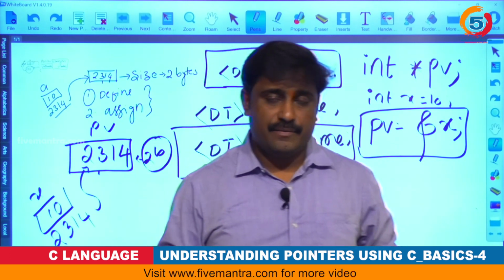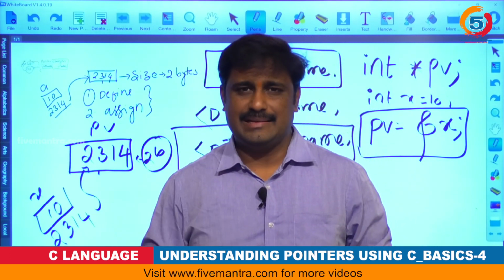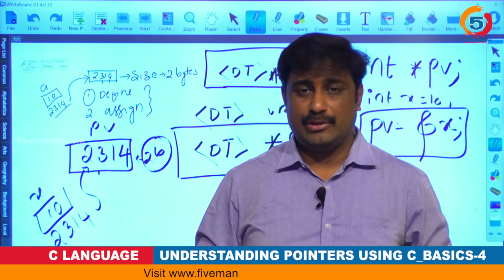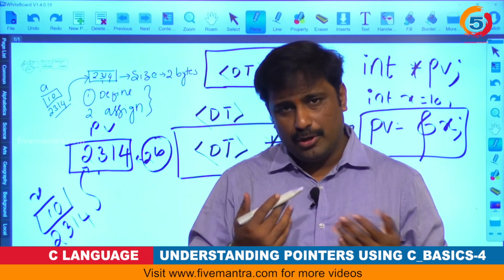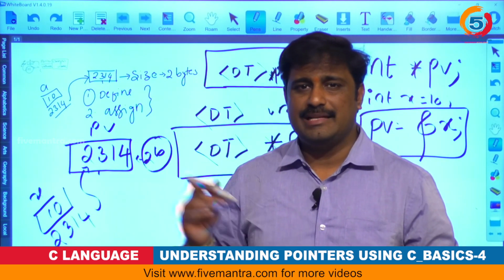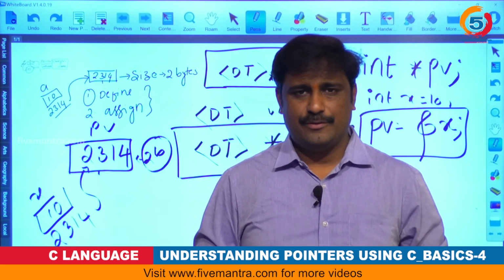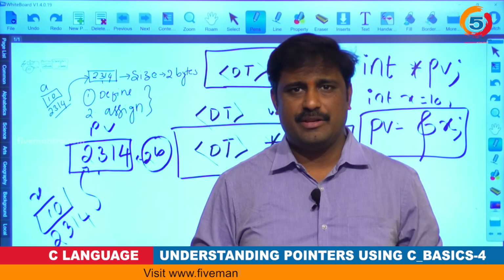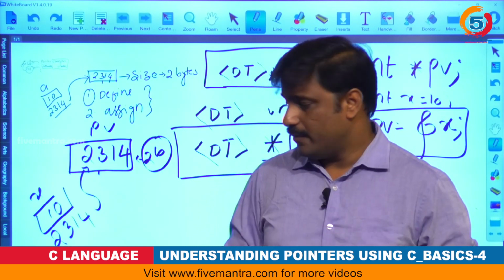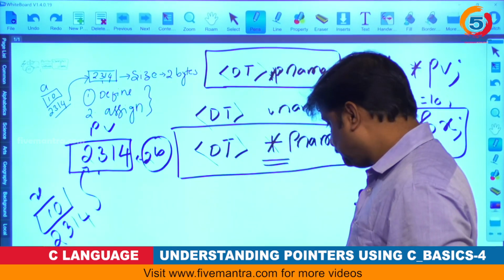This means indirectly, without using the variable, you can access the variable's data with the help of the pointer variable. What you have to do is define a pointer variable, and after that assign the value, which we'll see.